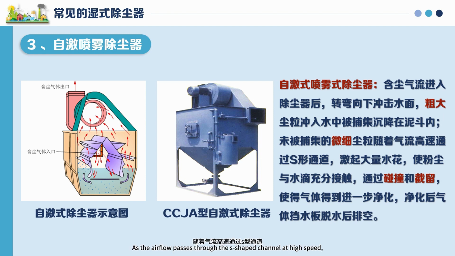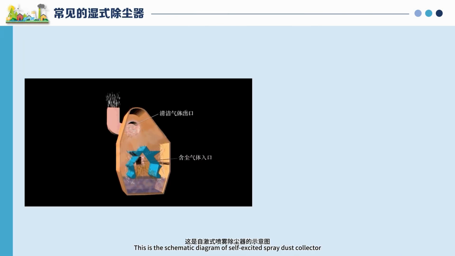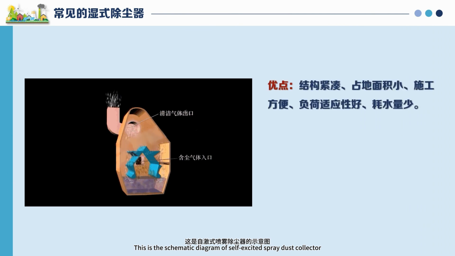As the airflow passes through the S-shaped channel at high speed, it accumulates a lot of water, making the dust fully contact with water droplets through collision and closure, so that the gas is further purified. After purification, the gas baffle is dehydrated and emptied. This is the schematic diagram of the self-excited spray dust collector.